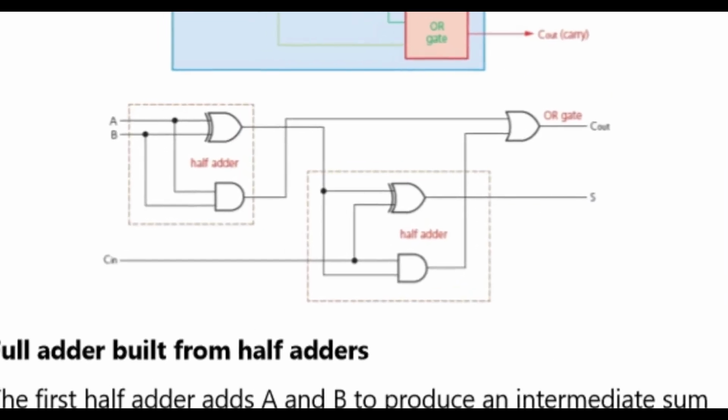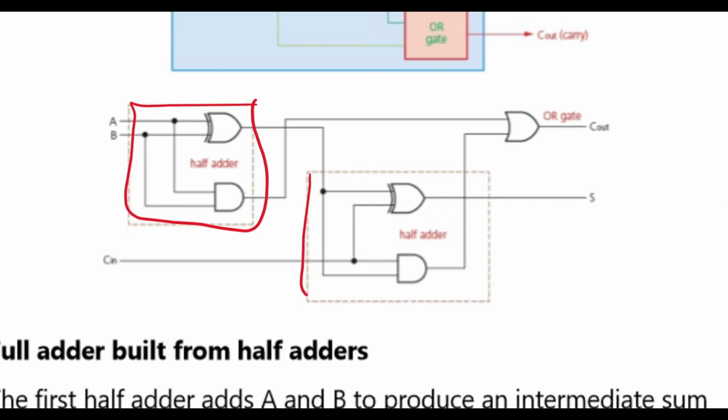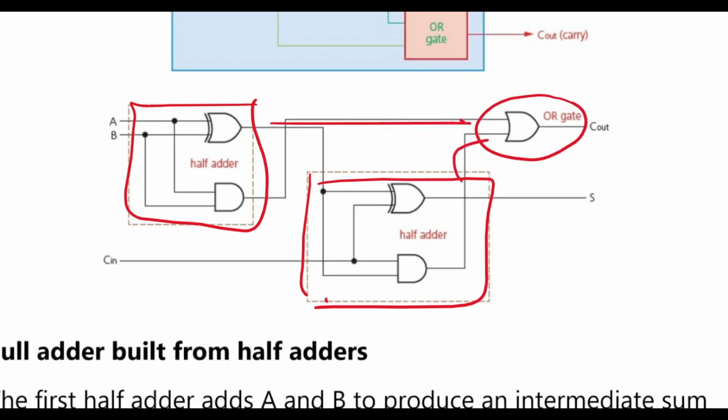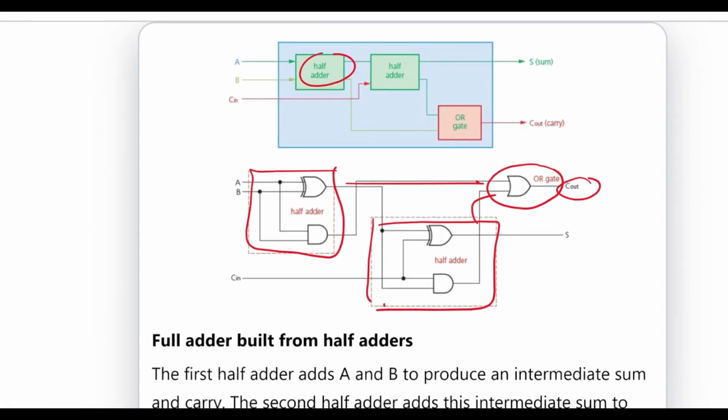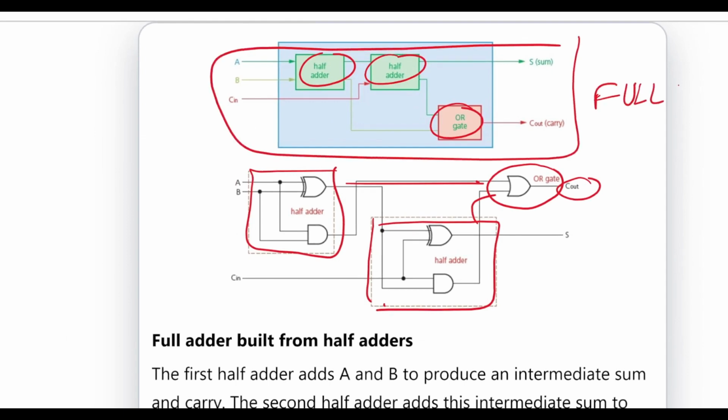This is the circuit for the full adder. This is a half adder, and this is another half adder. We can add an OR gate between them to find the carry, and with two half adders and an OR gate we can design a full adder.